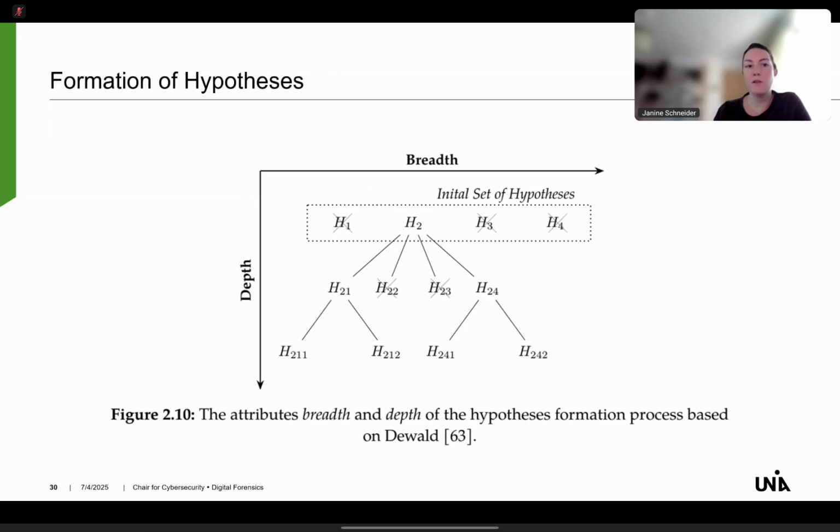And also for the formation of hypotheses, there are scientific theories about that. So you usually have an initial set of hypotheses. Of course, in order to find the truth, some hypotheses need to be removed. And this is done by what exactly? Can somebody tell me? How do I remove hypotheses from my initial set of hypotheses? Has somebody an idea?